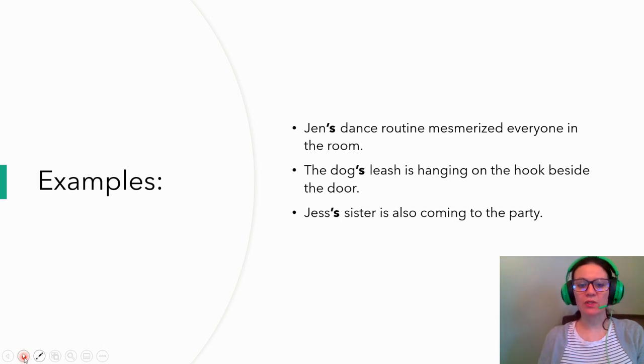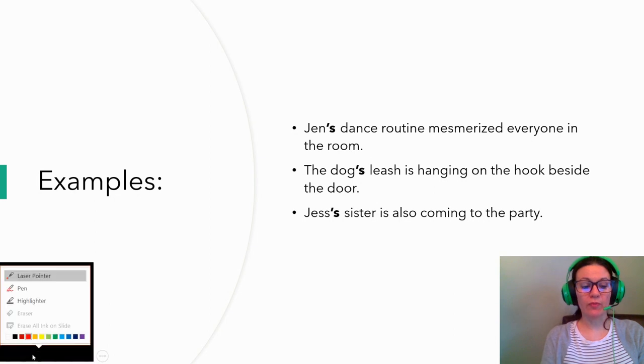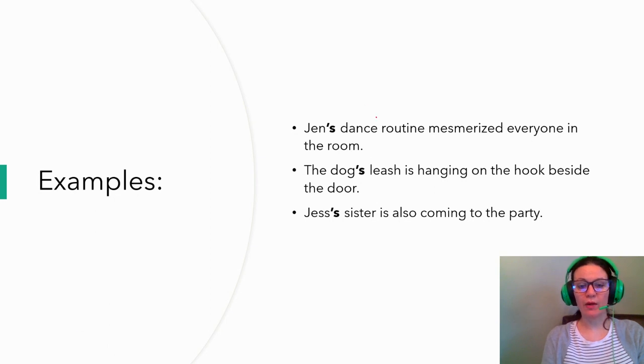Here's more examples. Jen's dance routine mesmerized everyone in the room. We can see that the apostrophe S is showing that the dance routine belonged to Jen. She has possession of it. The dog's leash is hanging on the hook beside the door. We know it's not multiple dogs because it's apostrophe S. So that means one dog, and that one dog's leash is hanging on the hook beside the door.